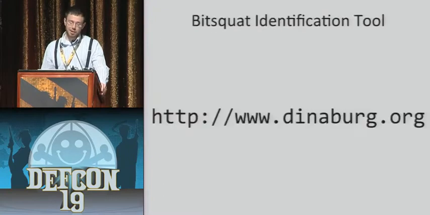And finally, I'd like to say, if you want a quick tool to identify which bitsquats of your domain are available, you can get a Python script at dinaburg.org. Thank you.